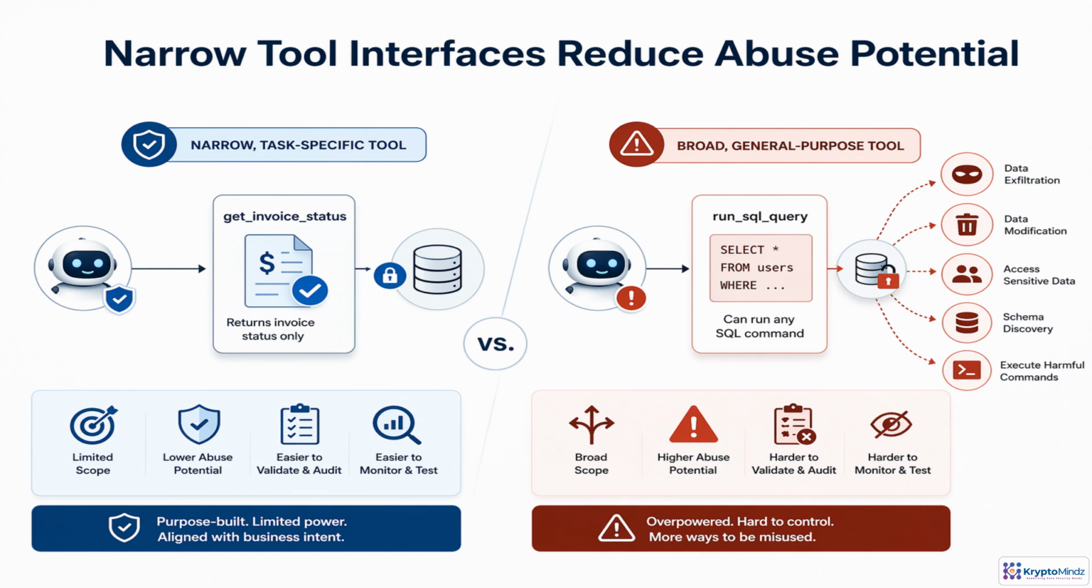Each tool should behave like a permission boundary. A narrow tool, such as get invoice status, can only perform the business action it was designed for. Even if an attacker injects instructions, the blast radius stays small. A broad tool, such as run SQL query or execute shell, gives the agent open-ended power. That creates many failure modes: data exposure, modification, discovery, or harmful commands. Prefer interfaces that encode intent directly, such as lookup order status or resize image. They are easier to validate, monitor, test, and audit because misuse has fewer paths.